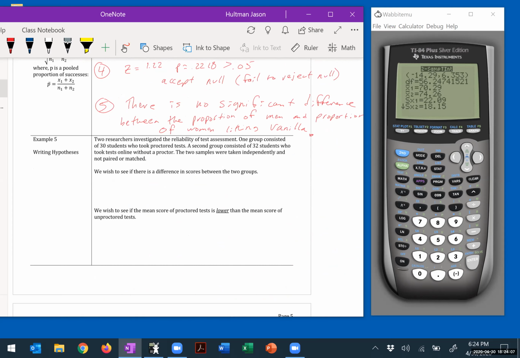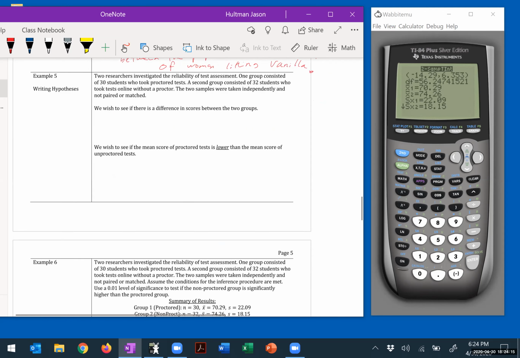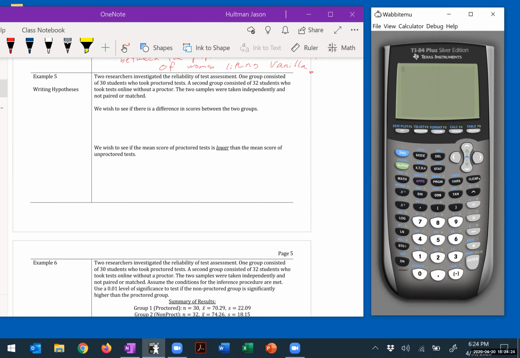Okay, let's go to example 5 now. Let's skip down. We did all the other ones for proportions. Let's do example 5. Here we're just setting up the hypotheses for the hypothesis testing.